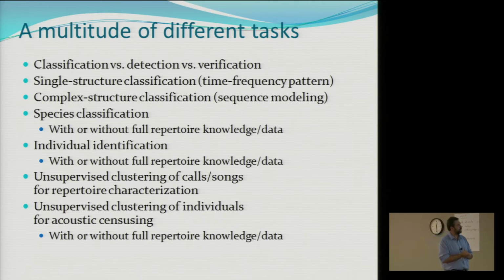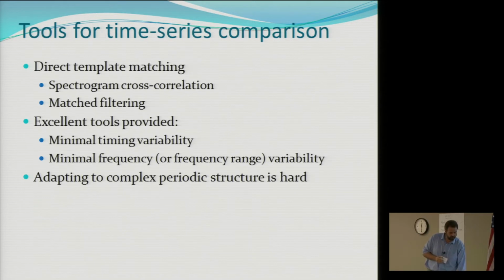And then we have unsupervised clustering. I like unsupervised clustering. A lot of the stuff we worked on has to do with censusing sort of things. So how do you take a big record and group how many individuals you think there are when you may not have any actual individual models? And that is also affected by whether or not you have repertoire information about that species. So these are all different tasks that require different approaches.